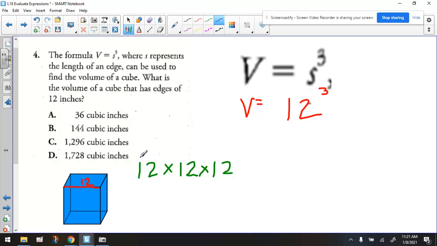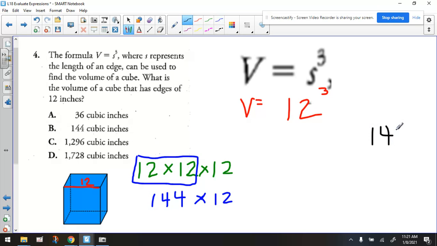Now, most folks have their 12 facts committed to memory, so most people will be able to start off by knowing that 12 times 12 is 144. The only thing left you have to do is find 144 times 12. So I'm going to suggest that you set it up like this. But I also want to talk to you about estimation for a moment.